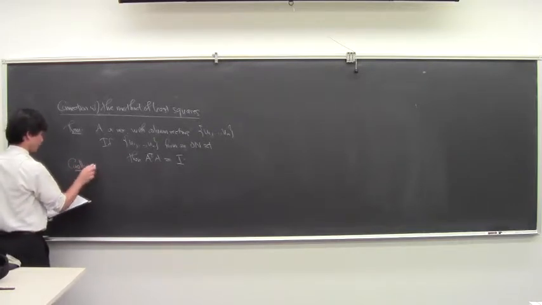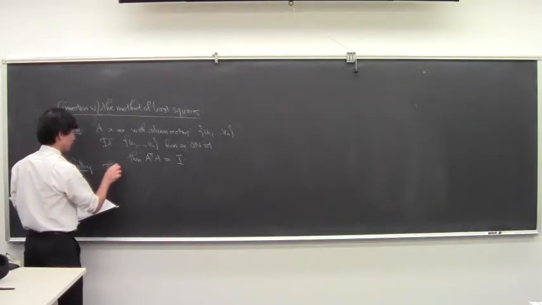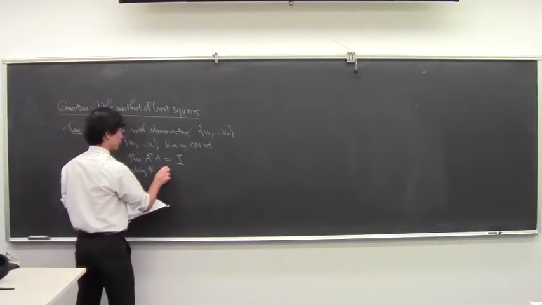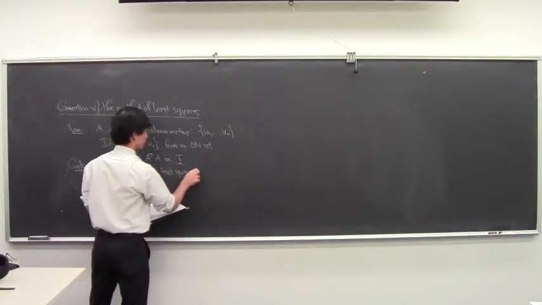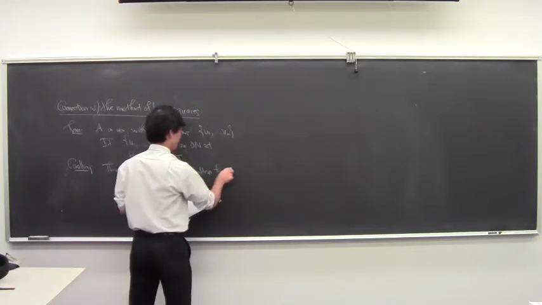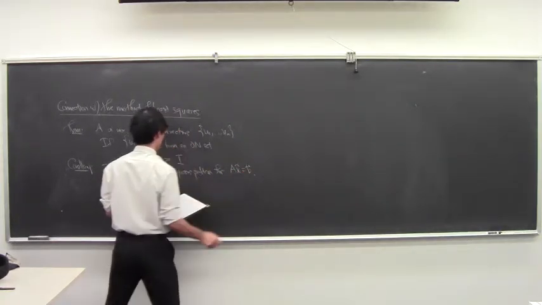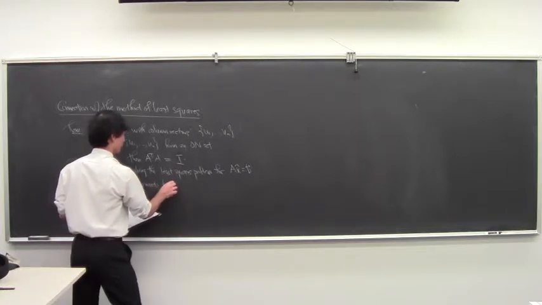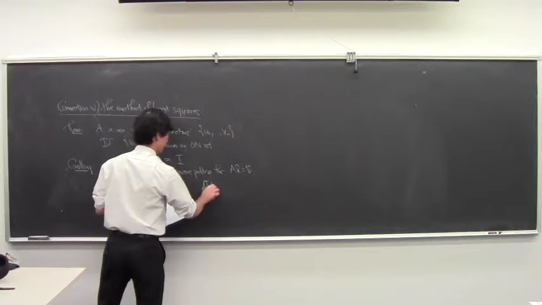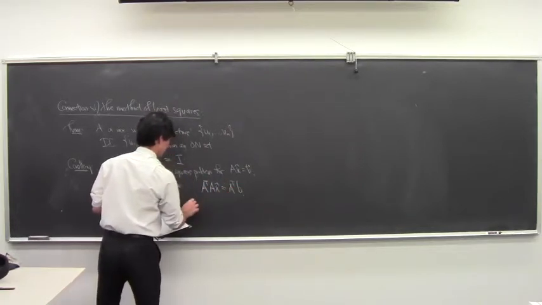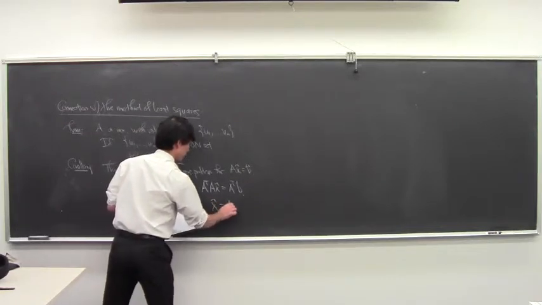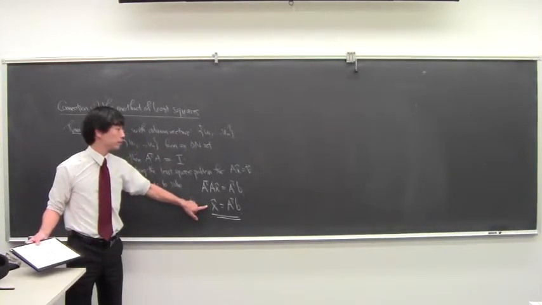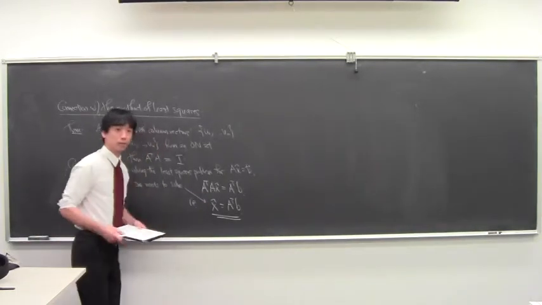A consequence of this is that in solving the least squares problem for AX equals B, one needs to solve this, right?